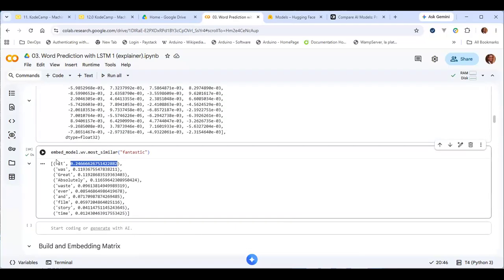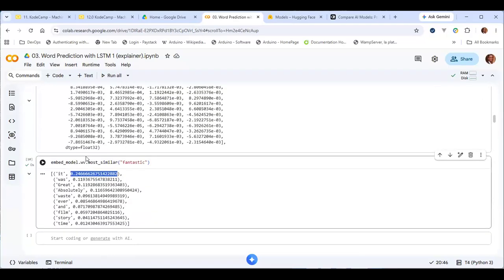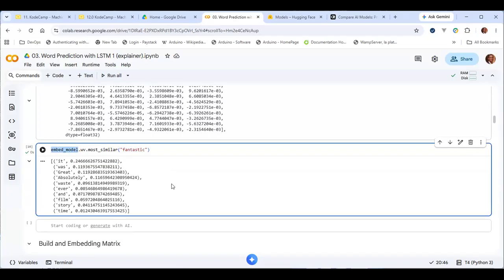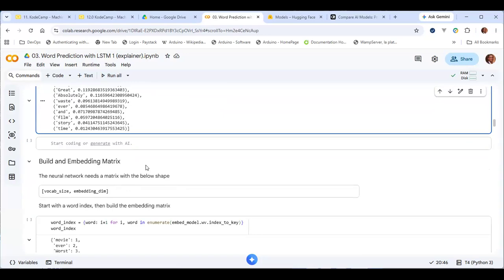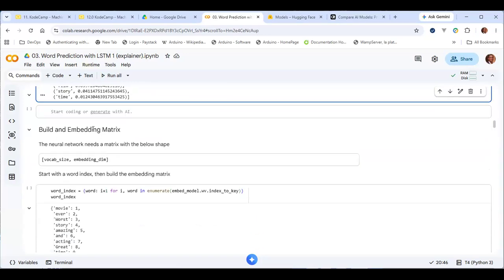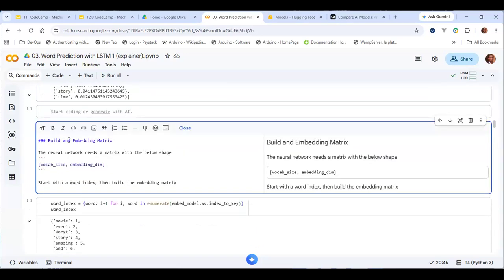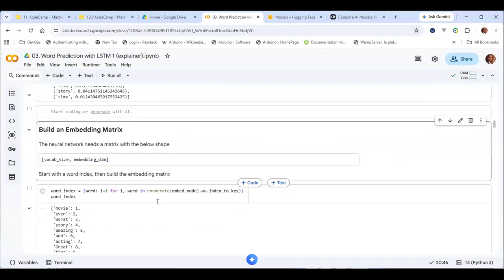Okay, so after you have done this, you now have the embed model. This embed model allows you to pull out the embedding of any word. So now, to build what we call the embedding matrix, right? The embedding matrix is just a matrix that holds all the words and their embedding values. So you typically will have it in this shape: vocabulary size and embedding dimension.